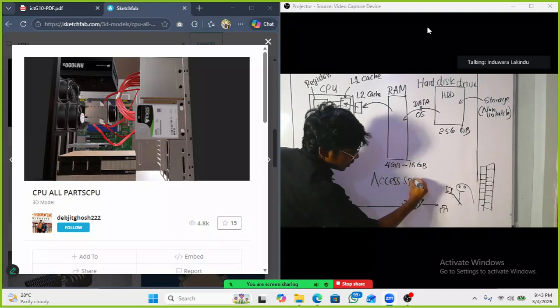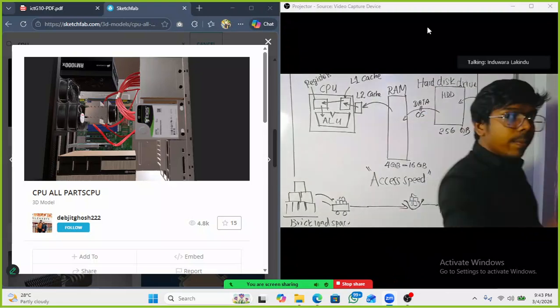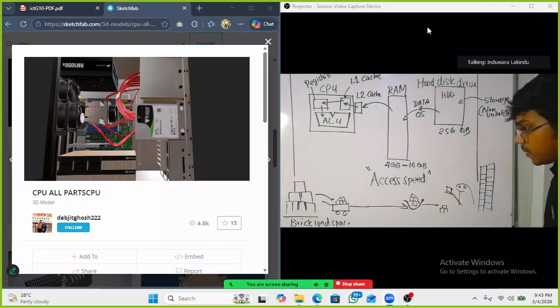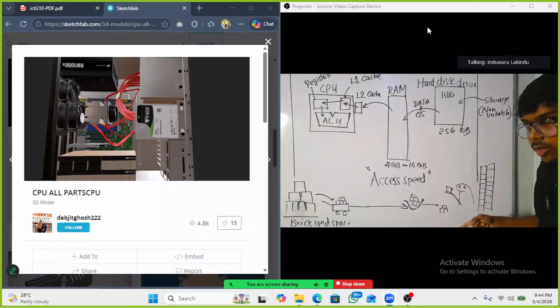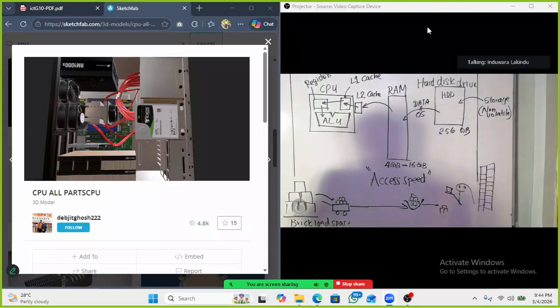Access speed. This is the main word. This is the reason why the computer architecture is like this. Okay, think of it like this. If Najma is going to the brick load again and again for each and every brick, bringing it back and applying it to this wall, what about Najma's access speed? Is it high or low?